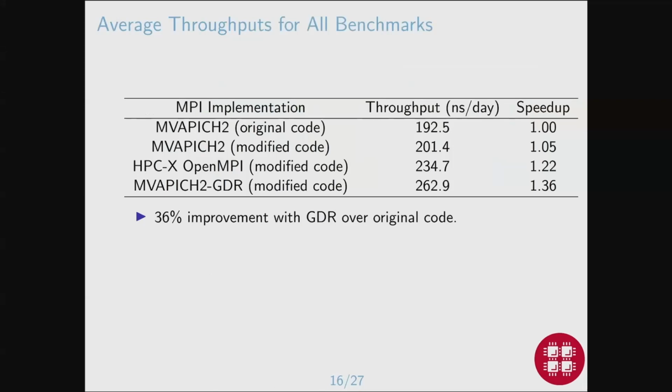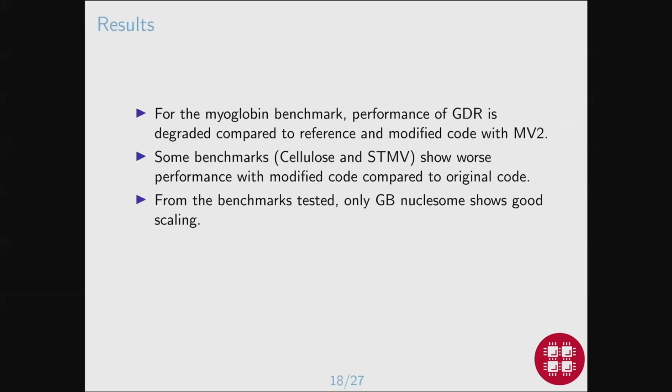To give an overall summary of the performance across all the benchmarks, I just took an average across all the different node counts and benchmarks. What you'll see is that going from the original code to the modified code, you see some slight improvement, about 5%. Going from that to OpenMPI, you get 22%, but the best performance is with GDR. That gives you a 36% improvement over the original code. What's more impressive is if you look specifically at the PME, the explicit solvent benchmarks, you see an even bigger improvement. There, using GDR, you can get an 84% improvement over the original code. So those results were really impressive.